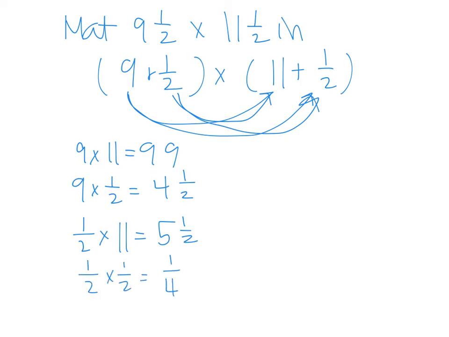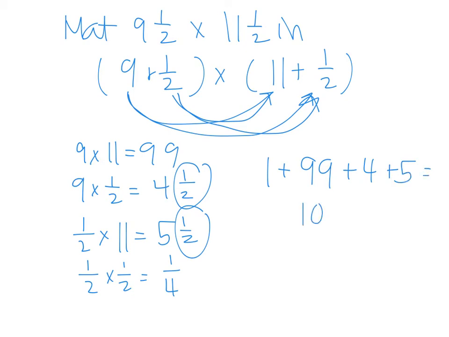Let's add those pieces up. Let's add the halves first. 1/2 plus 1/2 is? 1. Okay. Now we have 1 plus 99 plus 4 plus 5 is what? 109. And then we have to add the 1/4. So the total area of the mat is 109 1/4 square inches. Right? Do you see how the distributive property was way easier than trying to convert to 19 halves and 23 halves, because then we have to multiply 19 times 23, divide that by 4. Do you see how that is a lot easier?